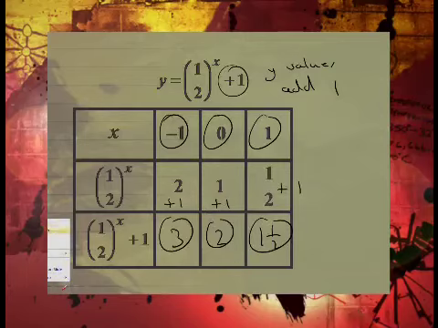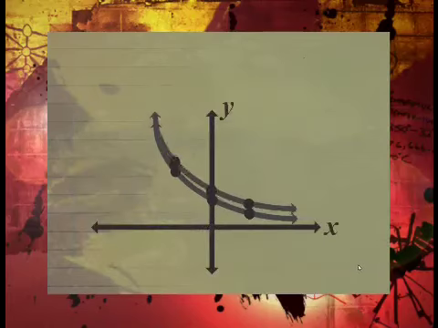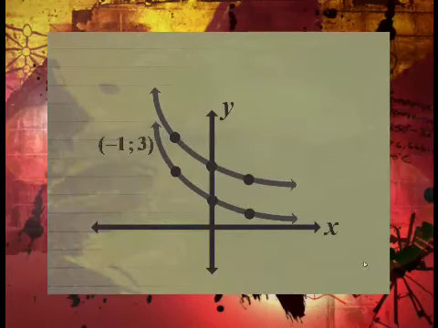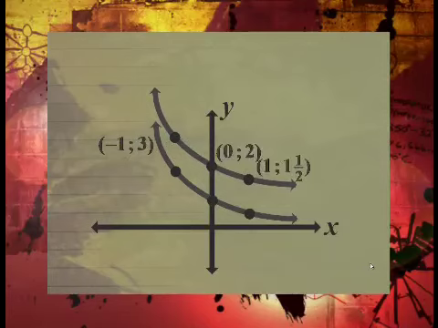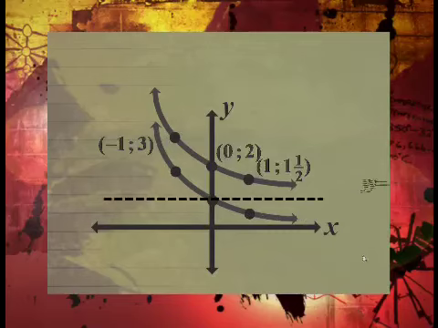Let's plot them and see. That's 3, 2, and 1.5. So if we look at this, it jumps up 1: -1, 3, 0, 2, and 1, 1.5. In other words, the basic graph shot up, and you have those points. And you put in your little asymptote, y equals 1, as well. So that whole (1/2)^x graph jumps up 1 if you do that.